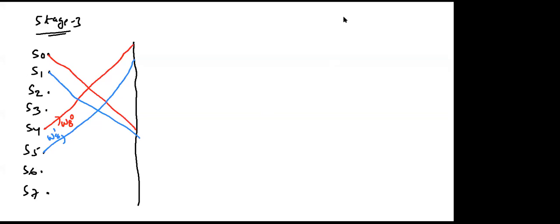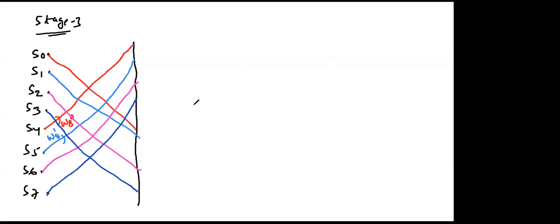Third butterfly: S2, S6. Very good. And finally S3 and S7. Yes or not? Final butterfly, S3 and S7. So this is, as you all know, omega 8 2 and this is your omega 8 3. Okay. These are the outputs.